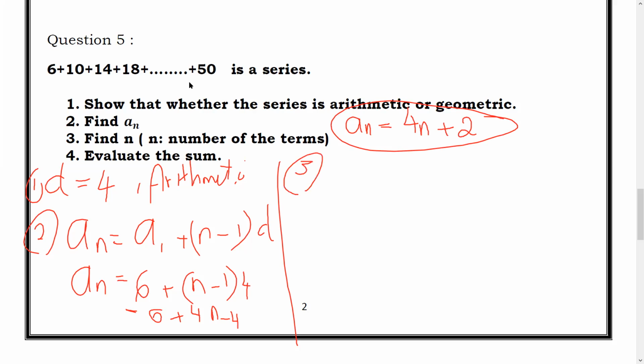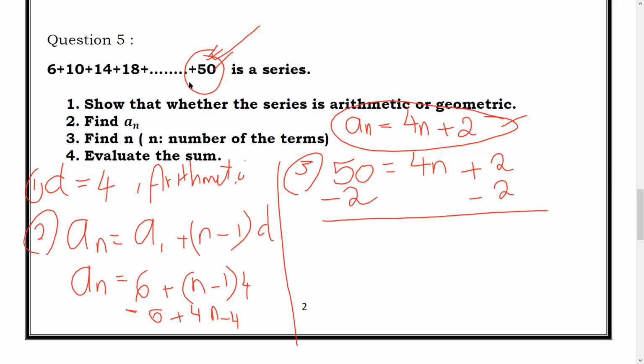In number 3 here, he asked me now to find n. How many terms do we have? If you want to know how many terms, I have to check number 50, the last term. What is the number of this term? So you will use this formula and number 50. So you will say 50 is equal to 4n plus 2. Here I use the last term to know how many terms I have. Minus 2, minus 2. So 48 is equal to 4n. So n is equal to 12. Yes, 12. So we have 12 terms. So that means 50 is a sub 12.